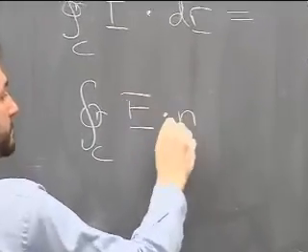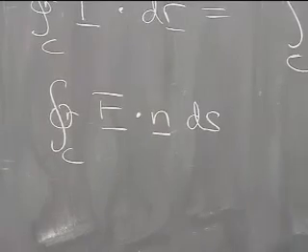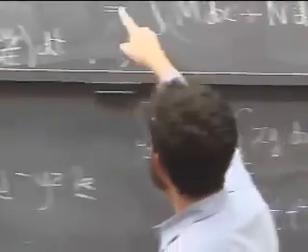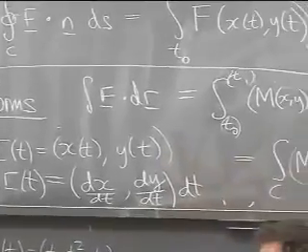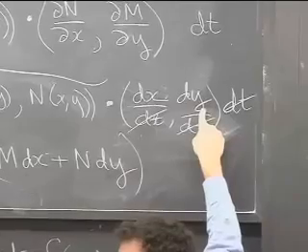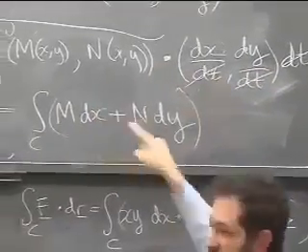Why is that? Why is the second line here? Well, F is M comma N, and dr is essentially dx comma dy. And so when you dot them, you get M dx plus N dy.